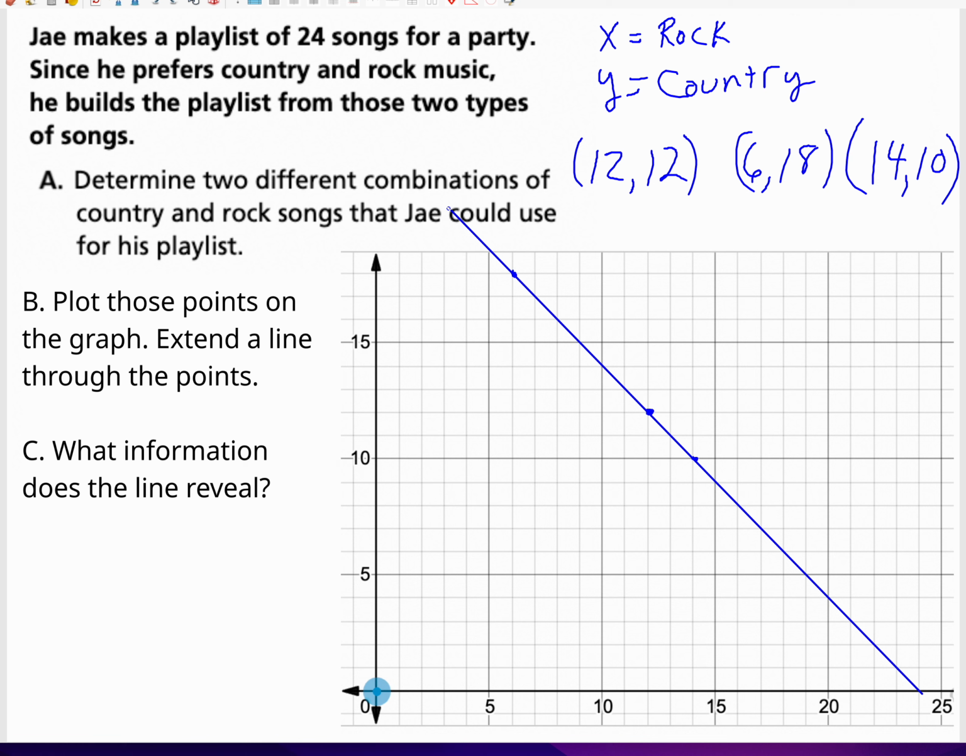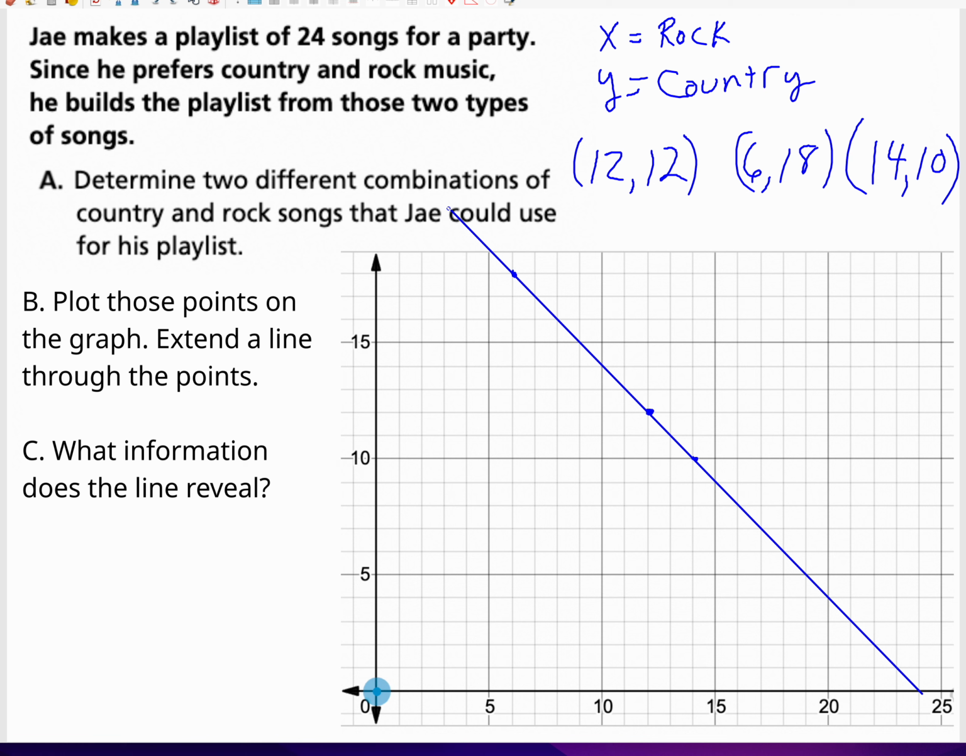Okay, so what information does this line reveal? We prefer country over rock collectively. When you add a rock song, you have to take a country song away. So for every country song you add, you have to take a rock song away, or vice versa. First vice versa. Okay.